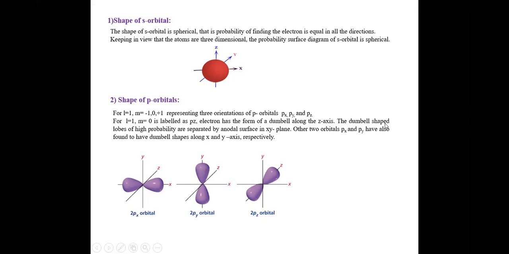The dumbbell-shaped lobes of high probability are separated by a nodal surface in the xy plane. See here, this is the x axis and this is the y axis. This is a dumbbell shape along the z axis. These are the two lobes, this is one lobe and this is another lobe. These lobes are separated by this xy plane.